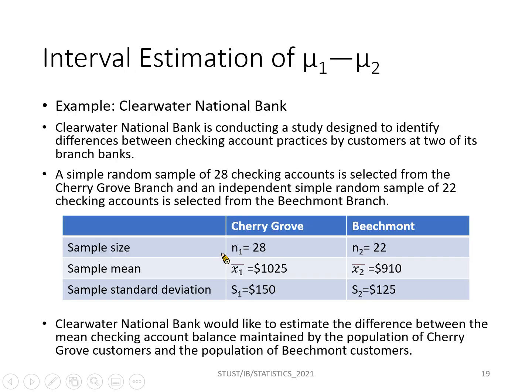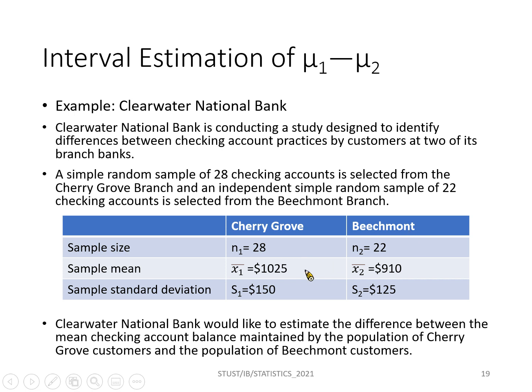So here we will use an example question from your textbook, that is Clearwater National Bank. The bank has two branches, and they would like to study the difference between checking account practice by customers at those two different branch banks. So they do a random sampling: a simple random sample of 28 checking accounts is selected, then another 22 checking accounts are selected. Then you will find the following information: for Cherry Grove the sample size is 28, and Beachmont's sample size is 22.